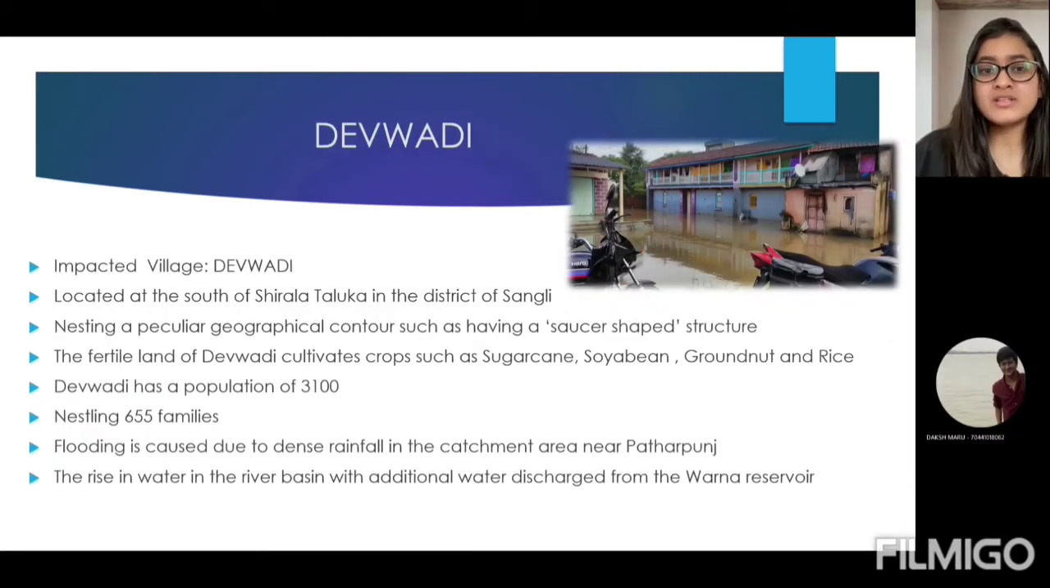Talking about Devwadi, this is a small village settlement on the banks of the Varna River, having a population of 3,100 people with 655 families only. This village is located south of Shirala and in the district of Sangli. Next slide.